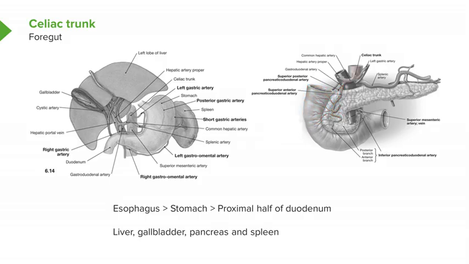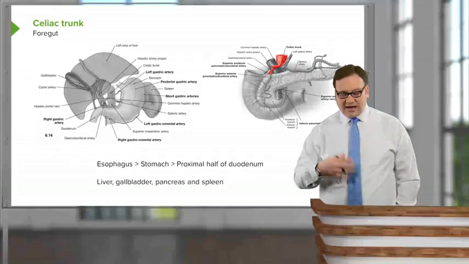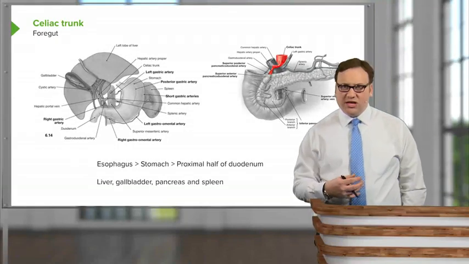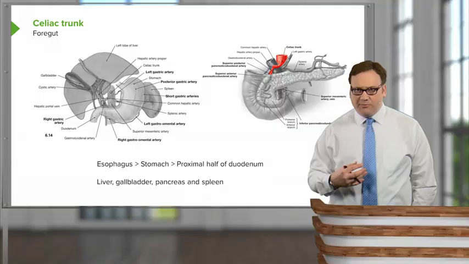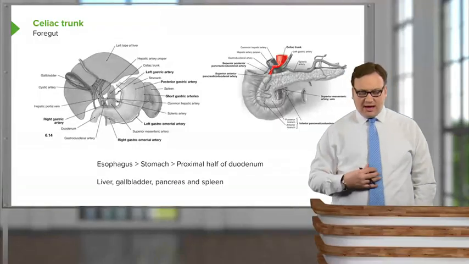And this is a branch from the coeliac trunk. And here we have this important transition of blood between the foregut and the midgut.